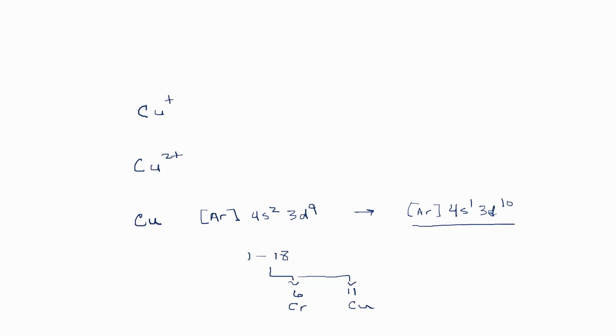And you go, why is that so important? Well, now you can see why copper forms a positive 1 ion and a positive 2 ion. So we remove from the outer shell first. There's 1 electron in the 4s. So copper 1 positive is going to be argon, 3d10. All right. And copper 2 positive is going to be argon. We remove the 4s1, and now what we have is 3d. We remove 1 from the 3d, and we get 3d9.